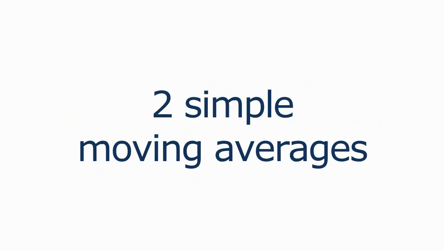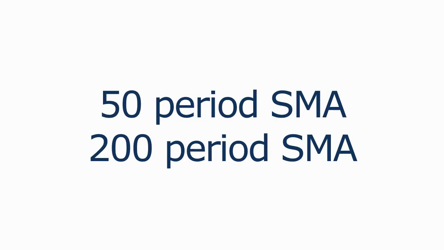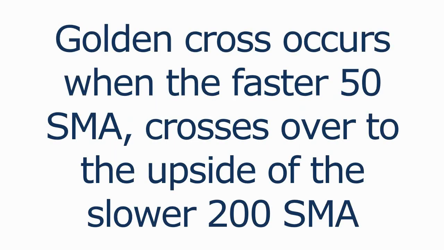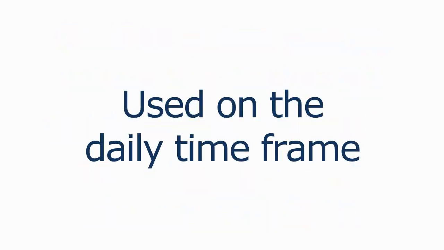So what's a Golden Cross? Well, a Golden Cross is made up of two simple moving averages, a 50-period SMA and the 200-period SMA. The Golden Cross occurs when the faster 50 SMA crosses over to the upside of the slower 200. The time frame that's used is a daily frame, so it's really not something a scalper would consider using.